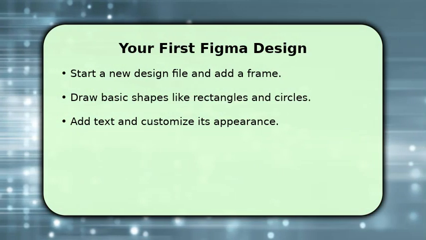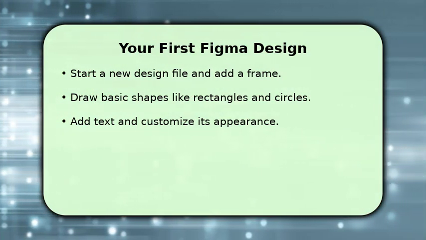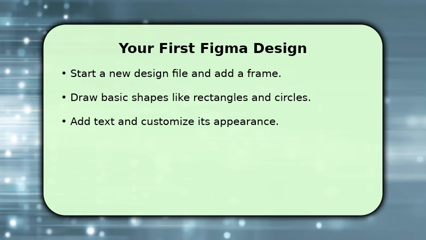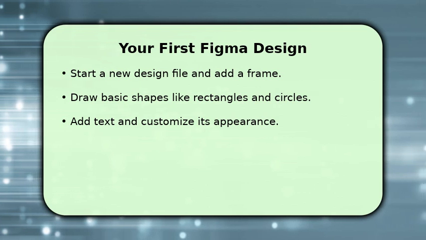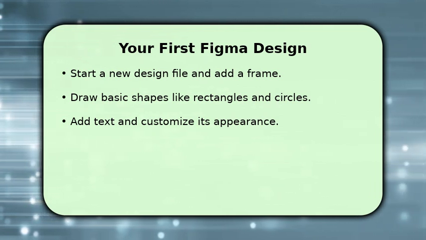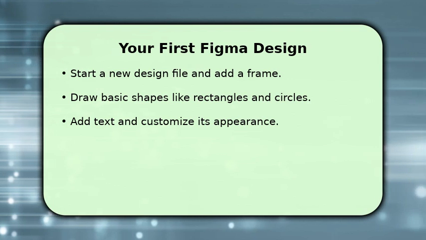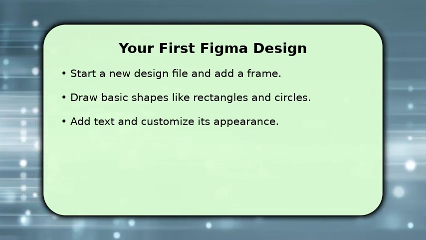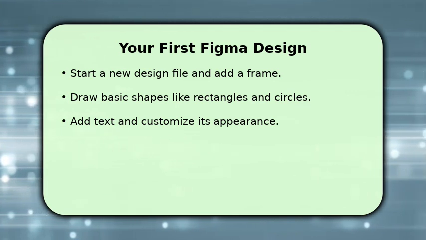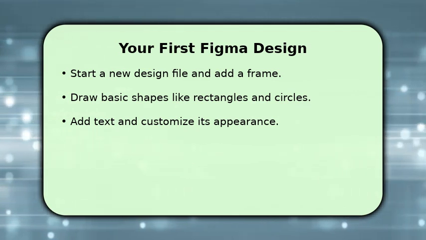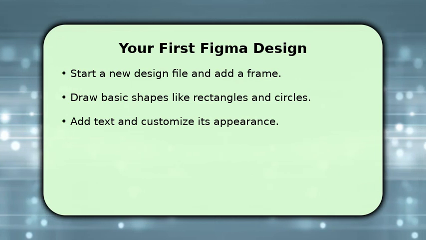Now, let's create something simple. Begin by adding a frame to your canvas, which acts as your artboard. Then, use the shape tools from the toolbar to draw a rectangle or a circle. You can easily resize and reposition these elements. Next, add some text and experiment with different fonts and colors using the Properties panel. This hands-on approach helps you learn quickly.